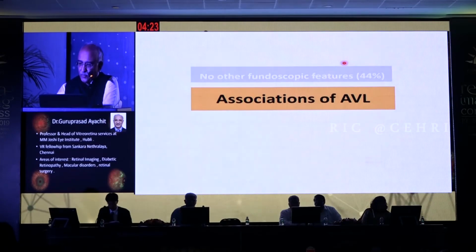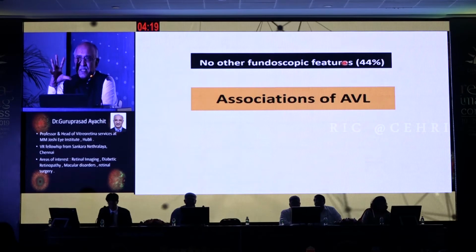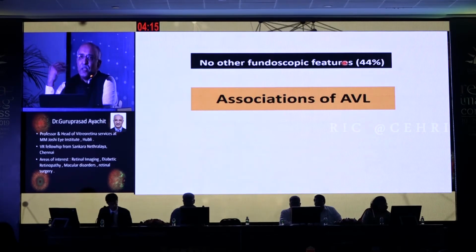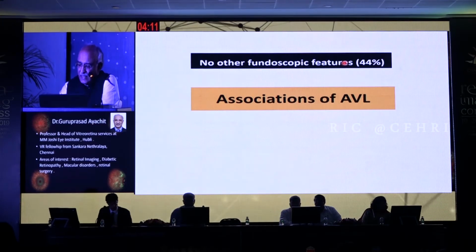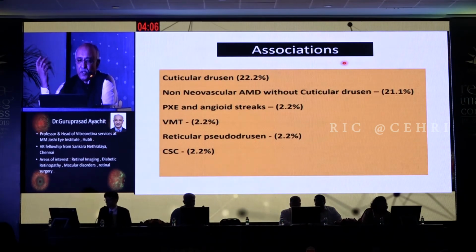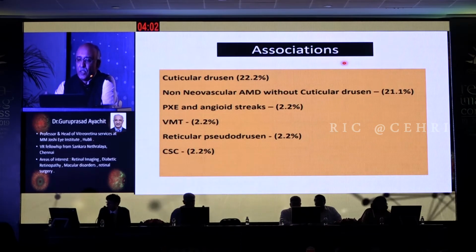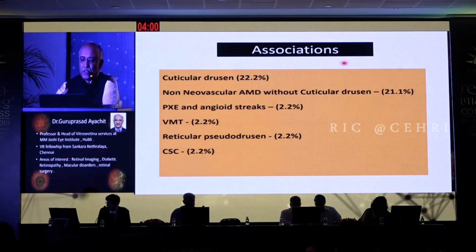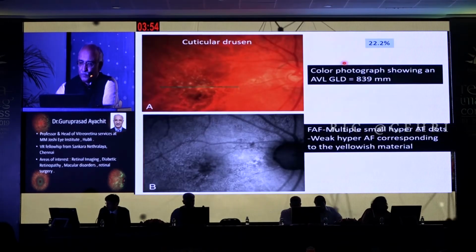What are the associations of AVL? 44% of patients in their study did not have any associations, as also in my own few cases that I've seen, they did not have any other retinal disease. Whereas they had associations like cuticular drusen in 22% and non-neovascular AMD without cuticular drusen in 21.2%, and a few others of pseudoxanthoma elasticum with angioid streaks, VMT, RPD, reticular pseudodrusen, and CSC.